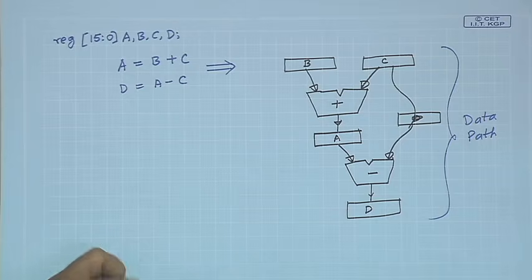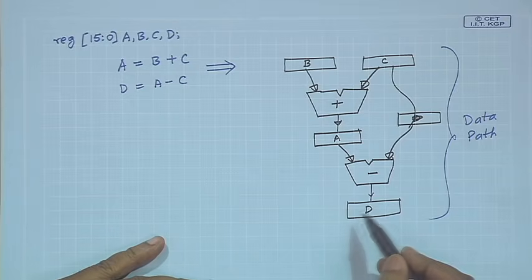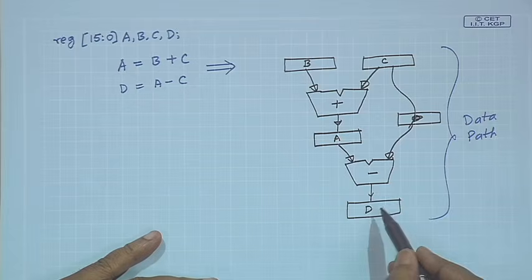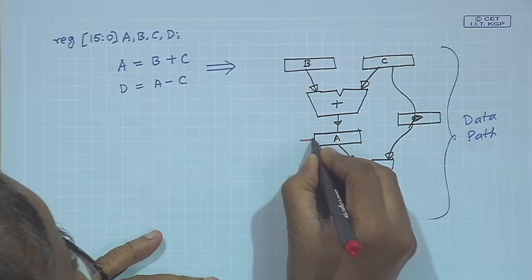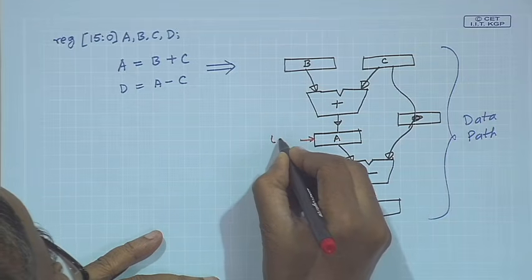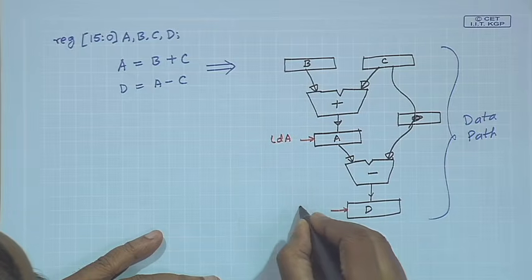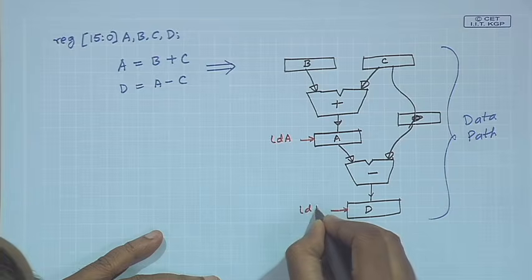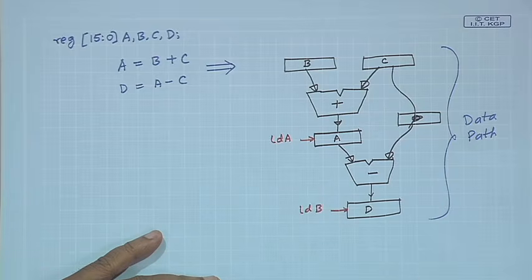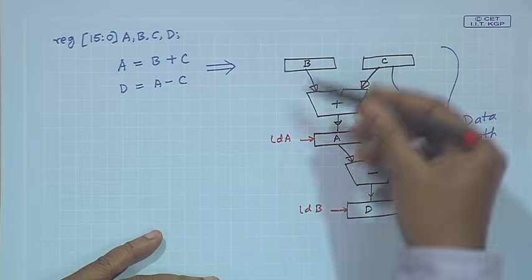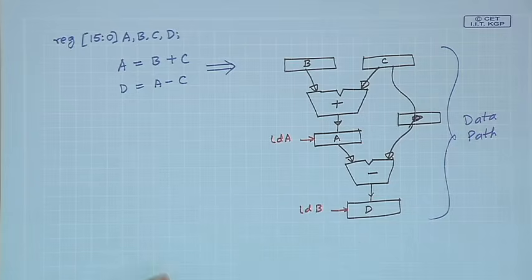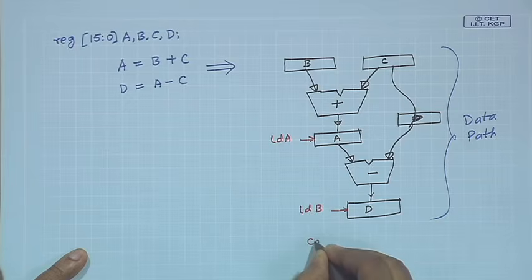Now, you see in some of these blocks there will be some controls. Like in A there can be a load control, let us say load A. In D, there can be a load B control. Right. So, let us assume that this is a fixed circuit. These load A and load B are called control signals.